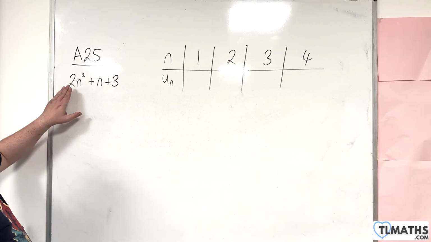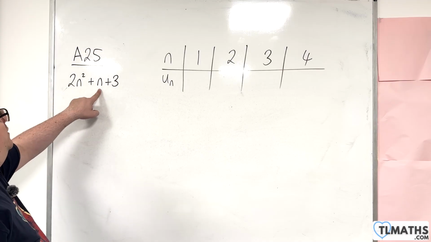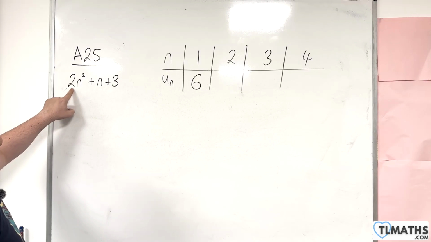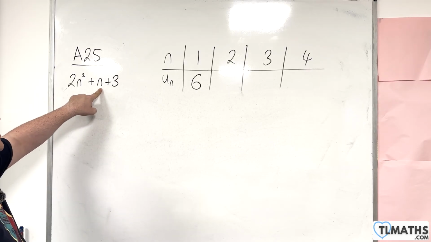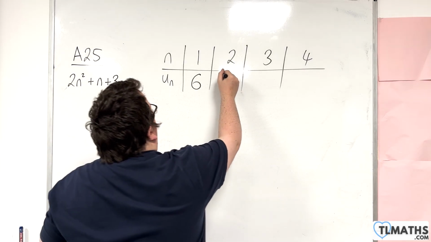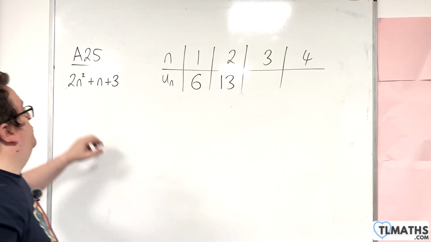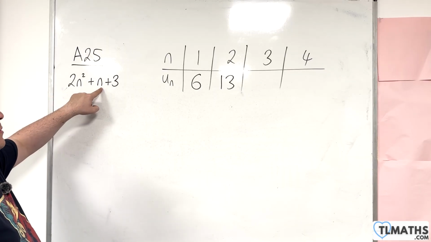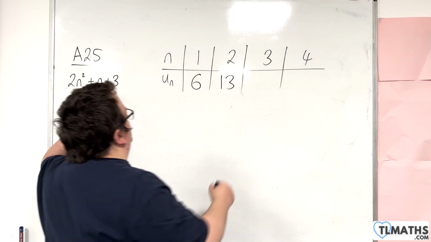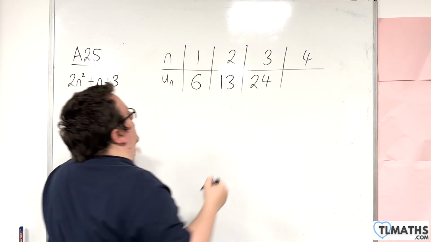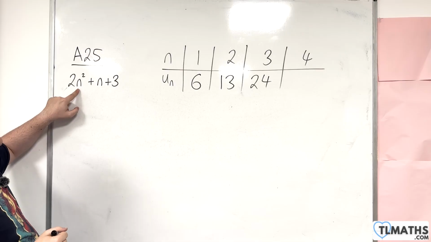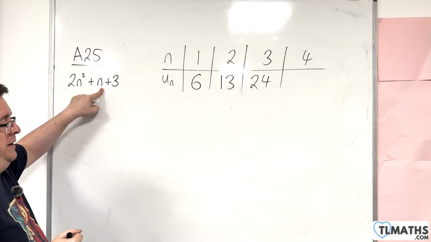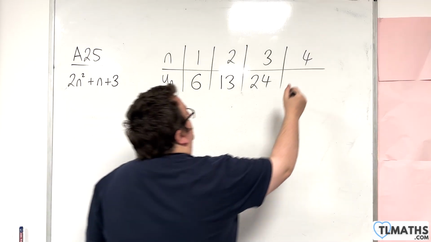So the first term will be 2 plus 1, so that's 3, plus 3 is 6. When n is 2, we're going to have 2 lots of 4, so 8, plus 2 is 10, plus 3 is 13. When n is 3, we're going to have 2 lots of 9, so 18, plus 3, so 21, plus 3 is 24. And when n is 4, we're going to have 2 lots of 16, so 32, plus the 4 is 36, plus the 3 is 39.